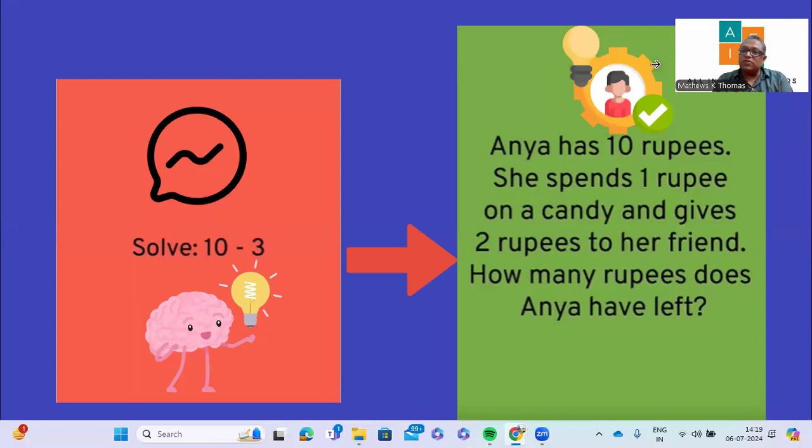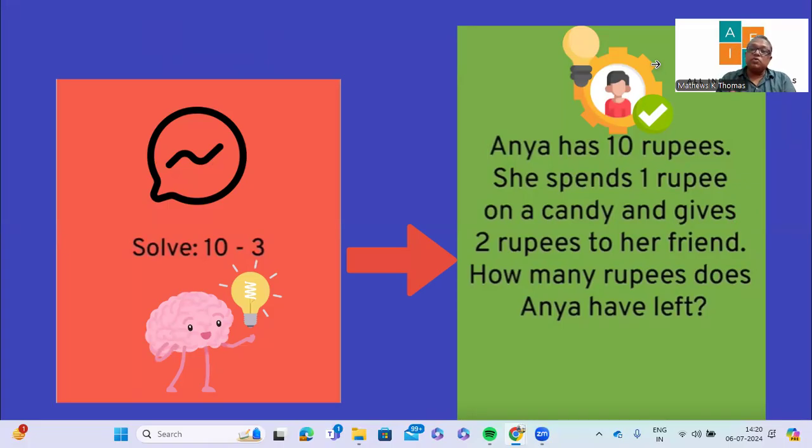Now, what Saful says is that don't give 10 minus 3, because here there is no thinking skills involved. There is no life skill involved. So the same question, if I rephrase that: Anya has 10 rupees, she is spending 1 rupee on a candy and gives 2 rupees to her friend, how many rupees does Anya have left?